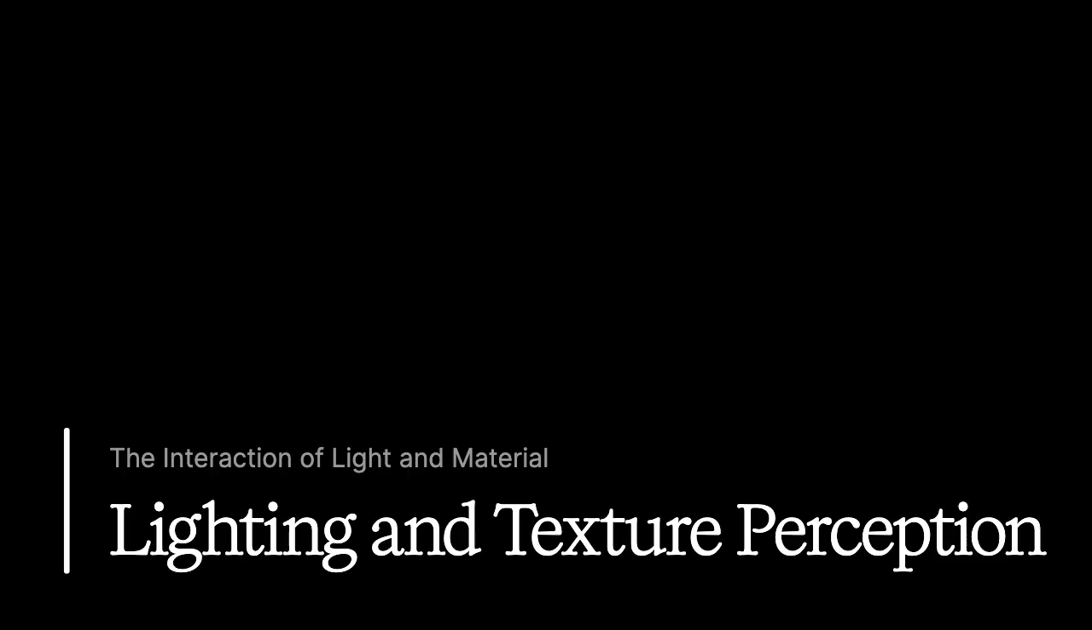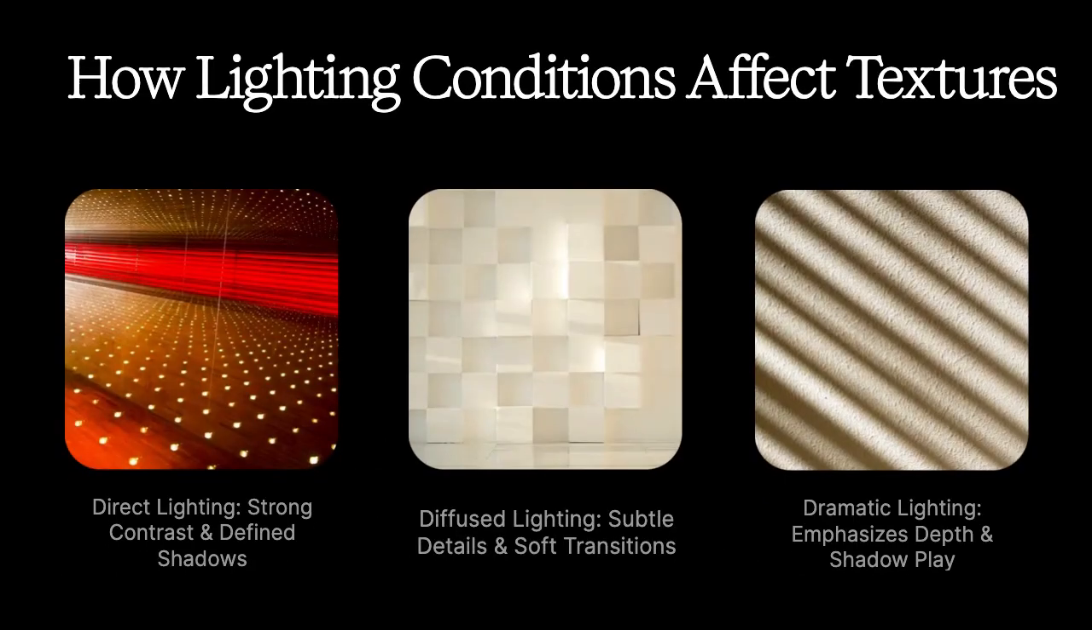Lighting plays a crucial role in how textures are perceived. Different lighting conditions can dramatically alter the appearance of a texture, affecting everything from surface detail visibility to the way materials seem to interact with their environment. Let's examine how various lighting conditions affect texture appearance.